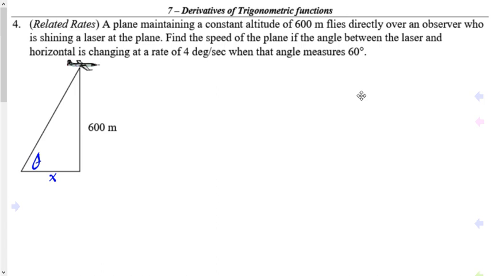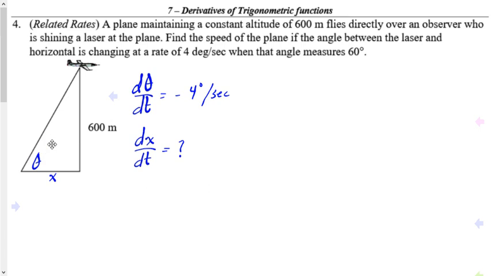Well, dθ/dt we know is negative 4 degrees per second. Why did I make it negative? Because as this plane flies to the right, this angle is going to get smaller. But wait, how do I know what direction the plane is traveling? Well, I don't. In the way I drew the diagram, I made an assumption that the plane is flying away from the observer instead of towards.